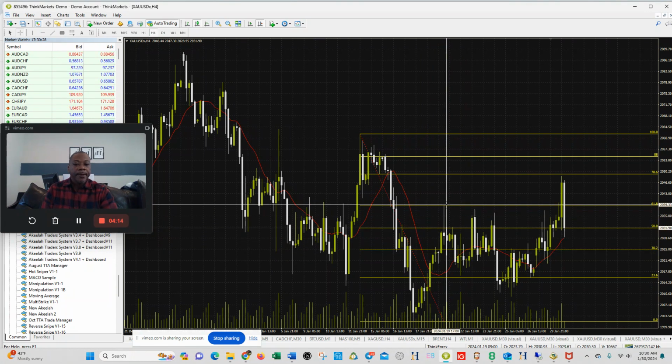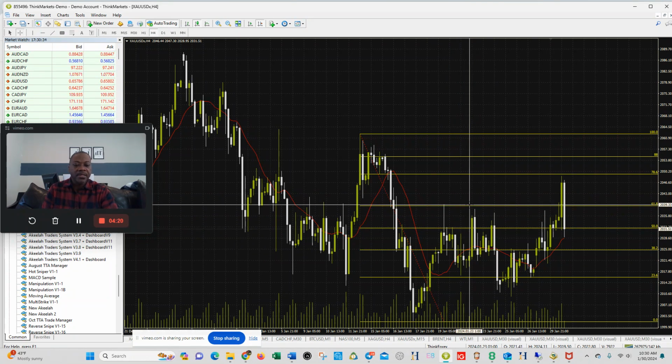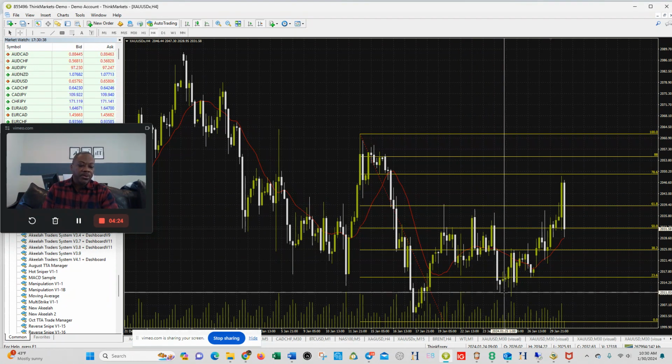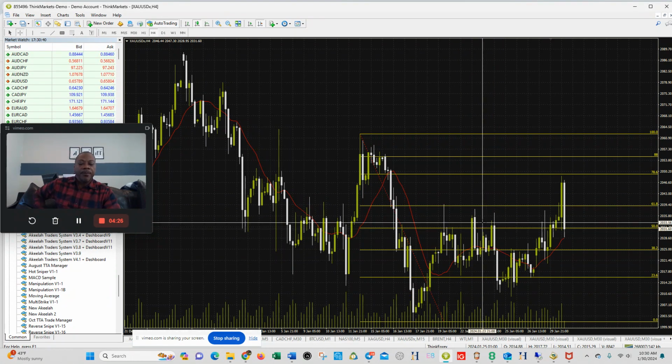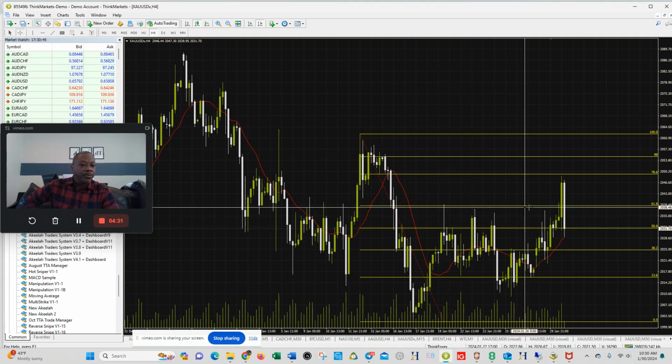Then the market pushed up and tried again a couple of days later, and could not get above that 61.8. It tried one more time, the third time, and it just pushed back down. From that point on, we saw that, hey, this is pretty good resistance here. Gold does not want to push above this.